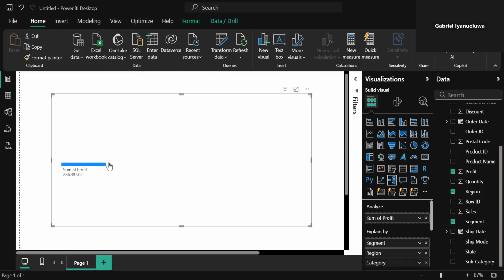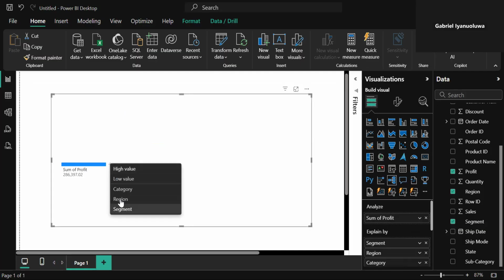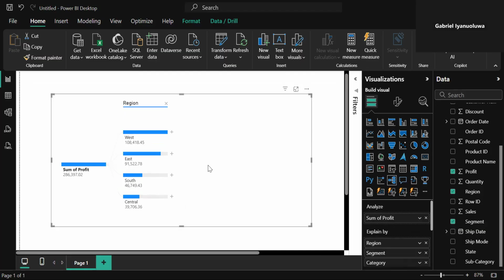Now under this side, because we work with technology, we click on this, and we can decide to start the analysis from region. From region, it's telling us that based on profit, we have more profit in West. And in this central, we have low profit in central.